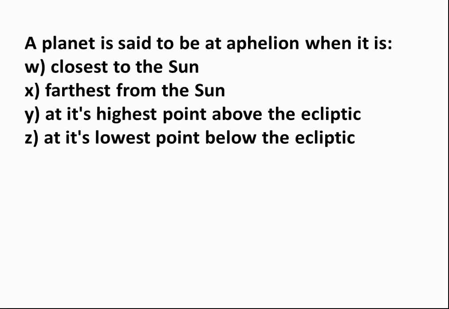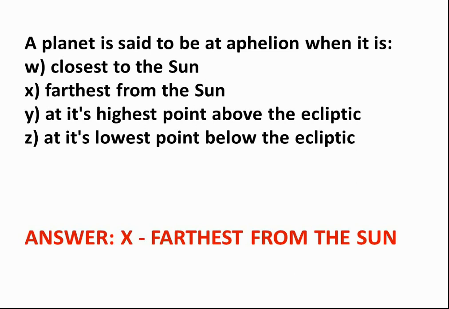Closest to the Sun. X. Farthest from the Sun. Y. At its highest point above the ecliptic. Z. At its lowest point below the ecliptic. Answer: X. Farthest from the Sun.